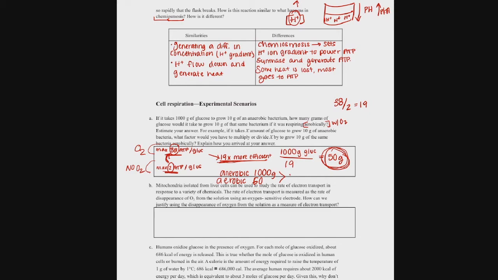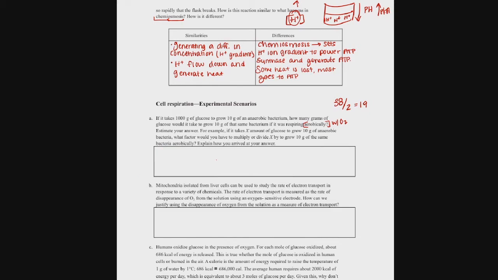I feel like I didn't explain this well, so I'm just going to try to do the math one more time. So we're saying up here that it takes 1,000 grams of glucose to grow 10 grams of anaerobic bacterium. Anaerobic means without O2. So we started with anaerobic, and now we're finding aerobic. It took 1,000 grams of glucose to grow 10 grams. So we're seeing how many grams of glucose we would need to grow the same amount in an aerobic condition.